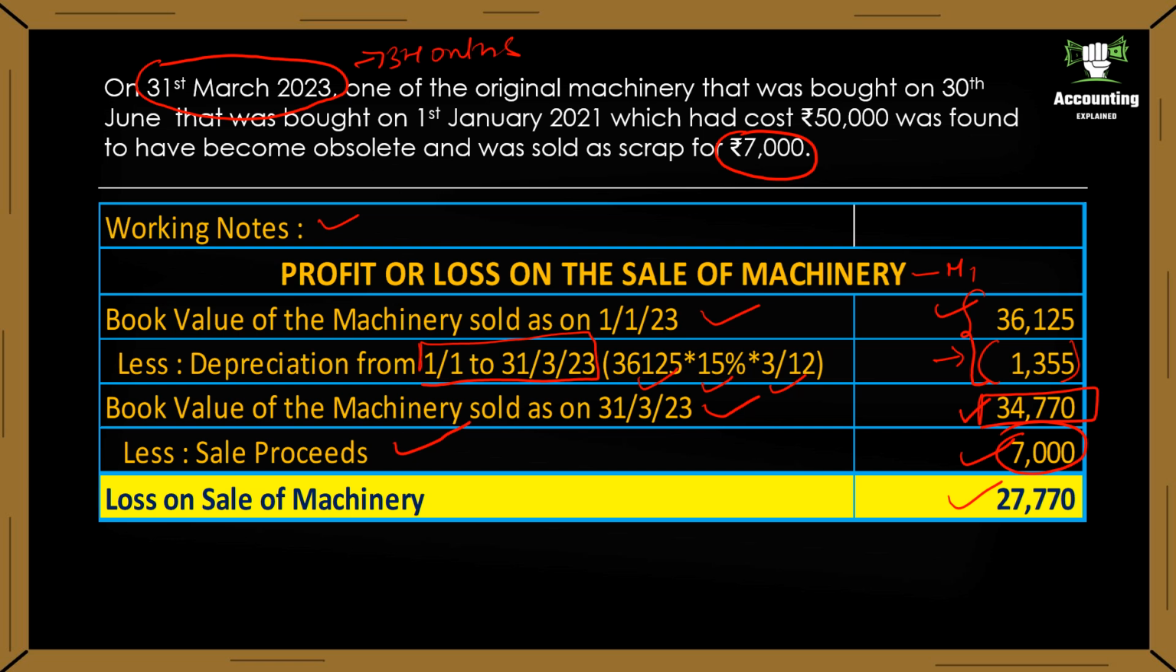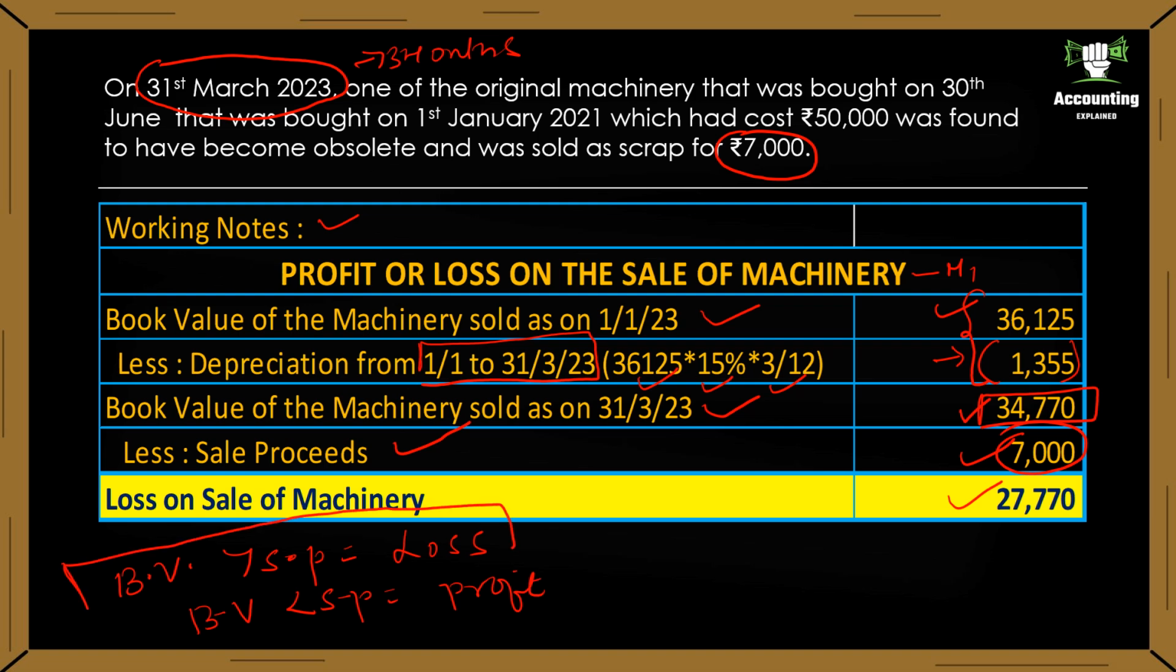We get 27,770. Here we have to know that if the book value is greater than the sale proceeds, then you have incurred loss. Similarly, if the book value is lesser than the sale proceeds, then you have earned profit. In this case, we have encountered the first case where the book value is greater than the sale proceeds. So we have loss on sale of machinery of rupees 27,770, which has to be taken to the P&L account.